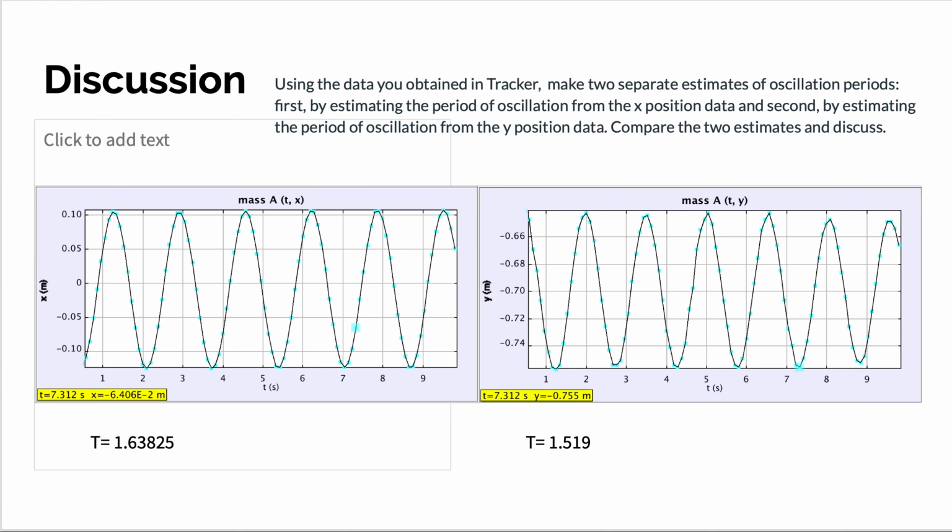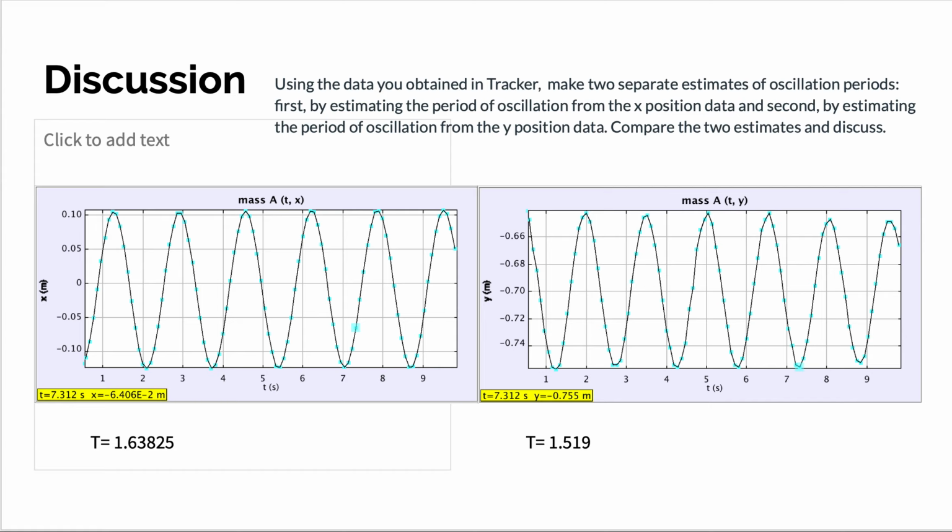Second discussion. Using the data obtained in Tracker, make 2 separate estimates of oscillation periods, first by estimating the period of oscillation from x position data, and the second by estimating the period of oscillation from the y. As you can see on the left, the oscillation of the x variable is larger than the y variable. This can be accounted to there being more movement in the x-axis.